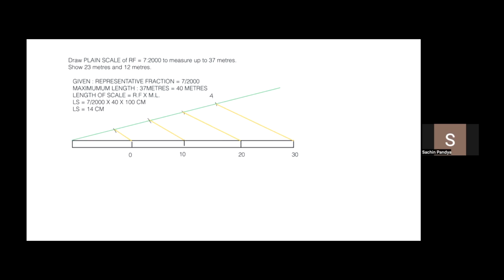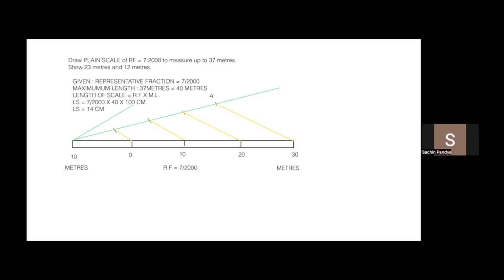In the first block we will write as 10. We will divide the first block into 10 parts. So this is what we got, meter meter on both the sides. So we'll write meter meter, and in between we'll write RF. RF is equal to 7/2000. See, one of the reason why I took maximum length as 40 meter is we can't divide 37 meter into equal parts.